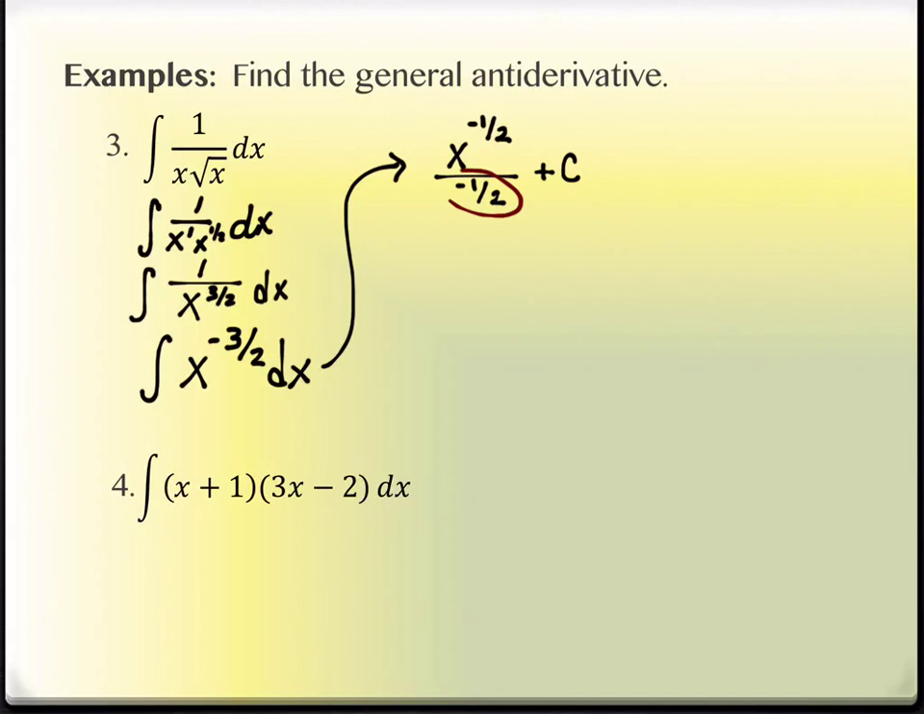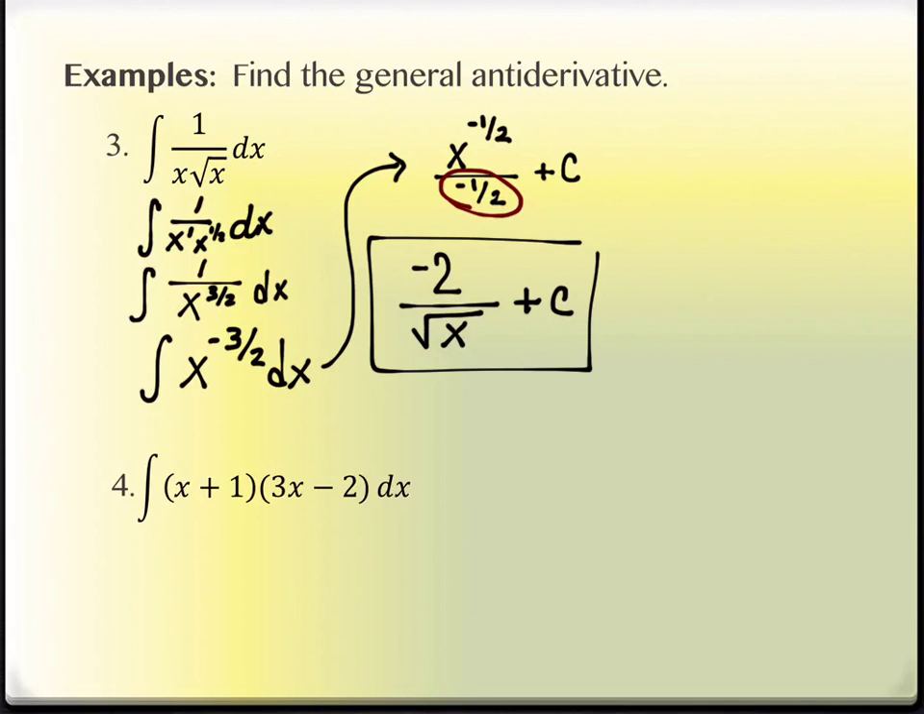Let's deal with the denominator first. What is the same as dividing by negative 1/2? Multiplying by negative 2. So I'm going to rewrite this as multiplying by negative 2, right? Dividing by a value is the same as multiplying by the reciprocal, and the reciprocal of negative 1/2 would be negative 2. And then we're going to have to move that x to the negative 1/2 down. So now it'll be a positive 1/2, and a positive 1/2 is the same as a square root. So I have negative 2 over the square root of x plus c.